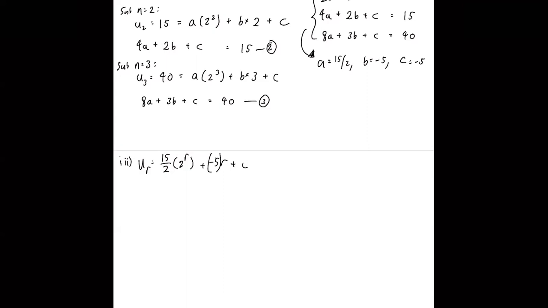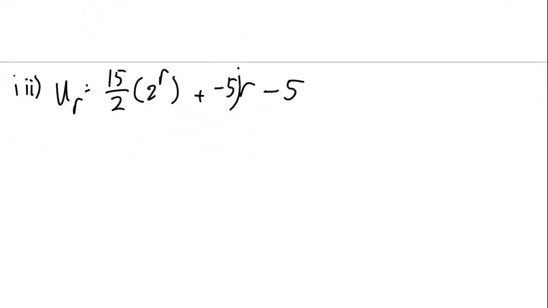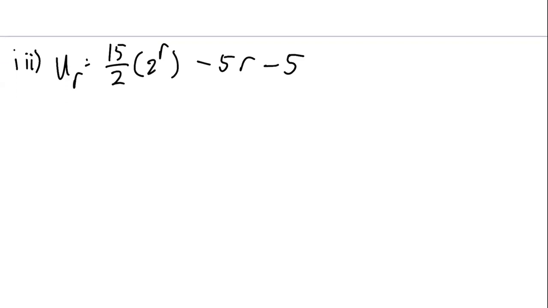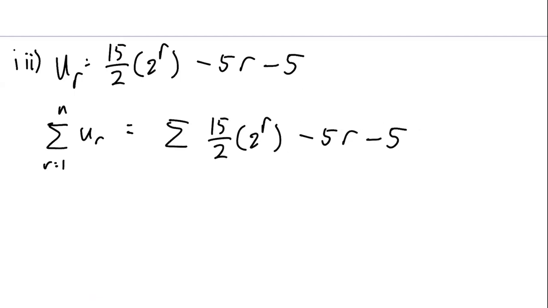And we got c, also minus 5. I'll make it look a little bit neater. So minus 5r, minus 5. Okay, now we want to take the summation of this guy from r equals 1 to n. So just take the summation of the entire thing on the right-hand side, r equals 1 to n.